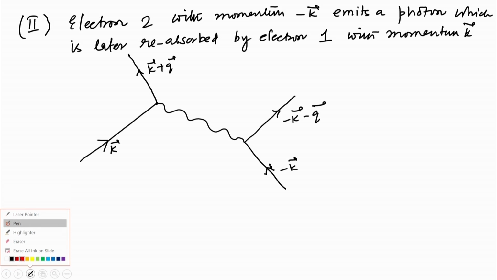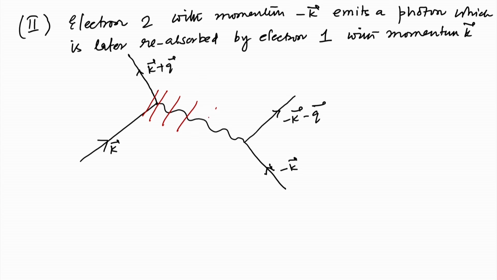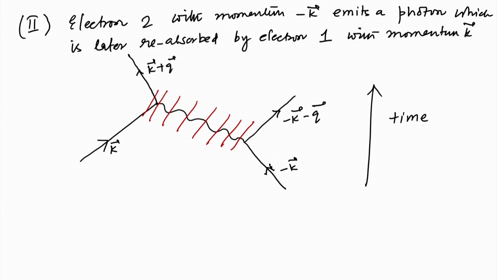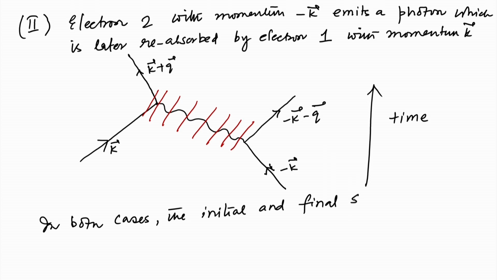And we are talking about, so this is again the time. So, these are the two possibilities of the indirect process, that one emits the photon and the other absorbs it, and there is a time delay between that, and in principle both can occur and both will have to be considered. Now, you see that in both cases, the initial and final states are same.